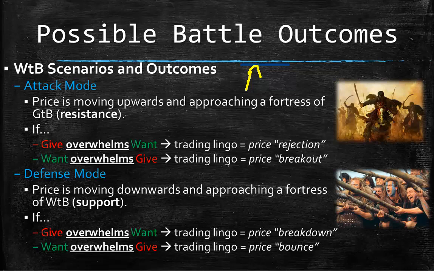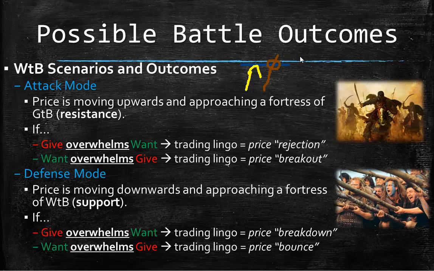Now, second scenario. So charge, charge, charge, here we come. Now, if want overwhelms give, then trading lingo is we have a price breakout. We have a technical breakout, meaning at this point, if there's more people that want shares than there are that are willing to give shares, then there's only one thing that the price can do. Basic economics. If demand is more than supply, boom, right here we have a technical breakout.